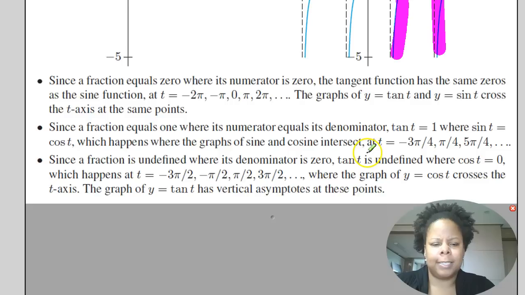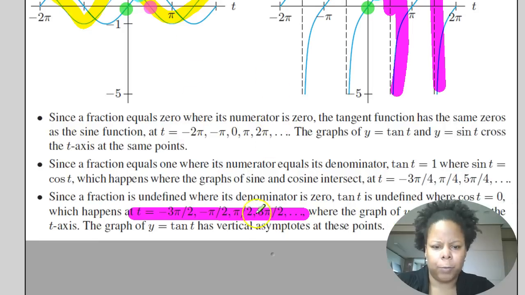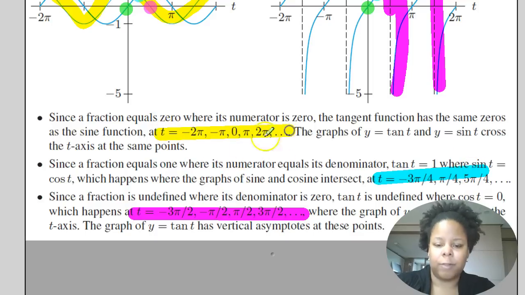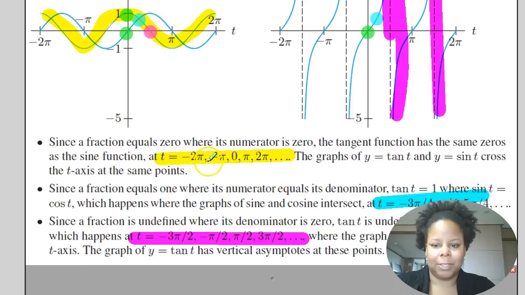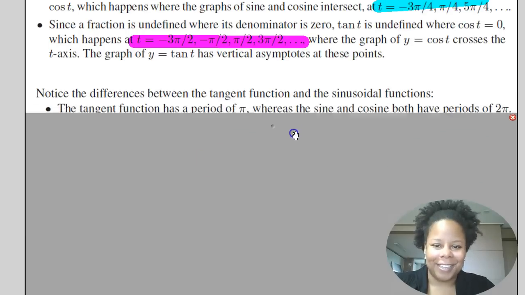And then when it's undefined, that's when you have the situation that we just talked about with the vertical asymptotes, okay? This is the situation with the 1, and this is the situation with the 0. So that's the situation. Okay, moving on.